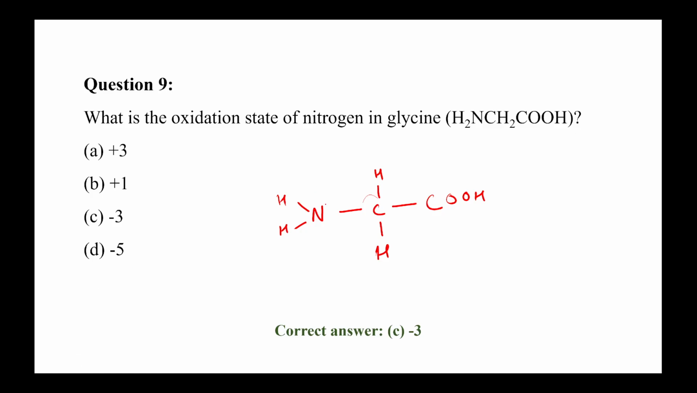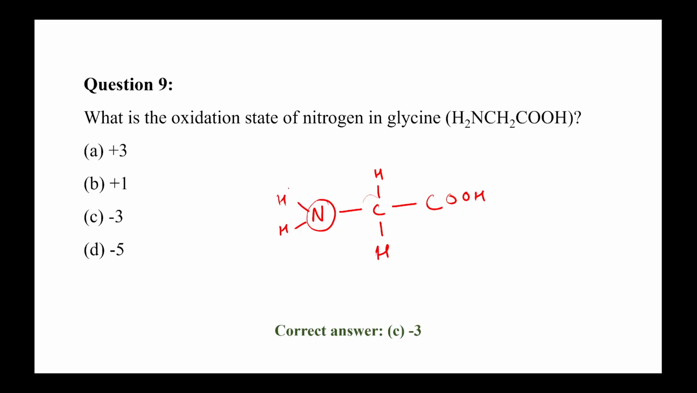So we have to find the oxidation state of this N. Now see, in this case, N is acting as an electronegative element because it is more electronegative than hydrogen and carbon. So what will it do? It will withdraw electrons towards it.